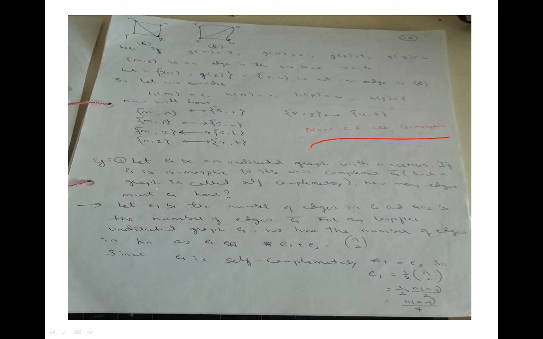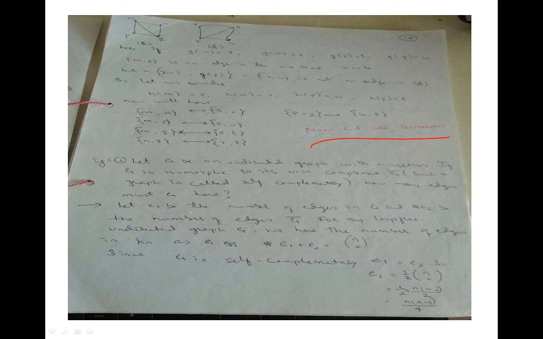So based on this one, there is one more problem. Let us solve that one. Let G be an undirected graph with n vertices. If G is isomorphic to its own complement G dash, such a graph is called self-complementary. How many edges must G have?